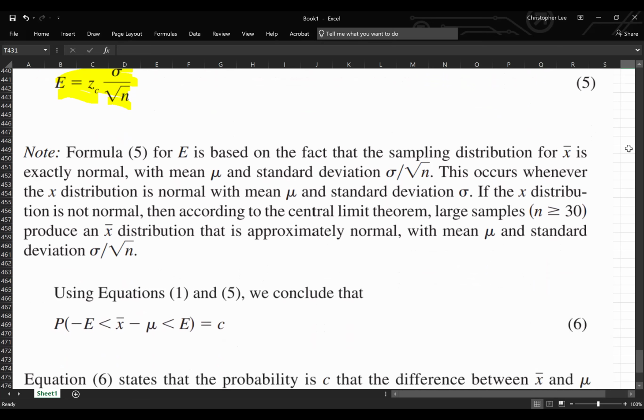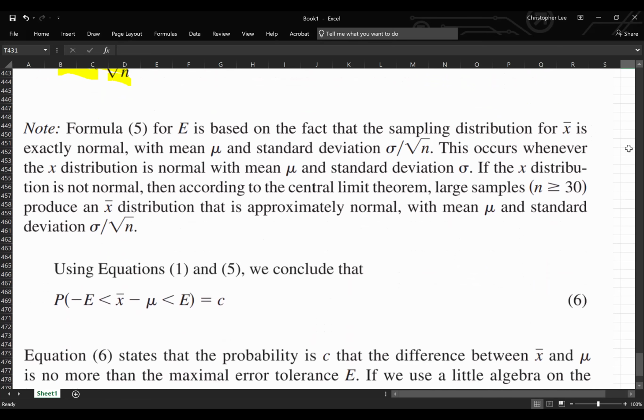I'll put it all together. Using equations 1 and 5, we conclude that the probability that negative E is less than the sample mean minus the population mean, which is less than the positive E, is equal to the critical value, less than 2.5, is equal to C, which is 0.99.